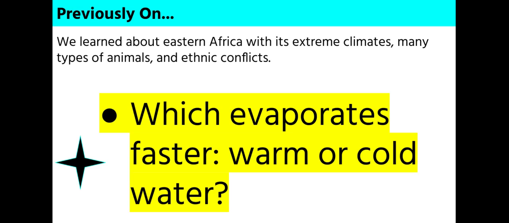Here's an introductory question. Which evaporates faster, warm or cold water? If you said warm water, you are correct. Warm water is closer to the vapor stage, which means that its warmth helps the water droplets rise in the air. Cold water and cold air is heavier. This heat versus cold concept is important to understanding the climate in North Africa.